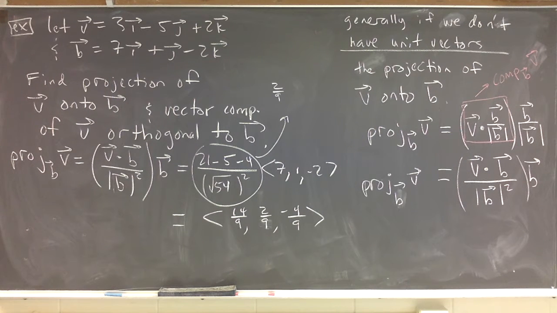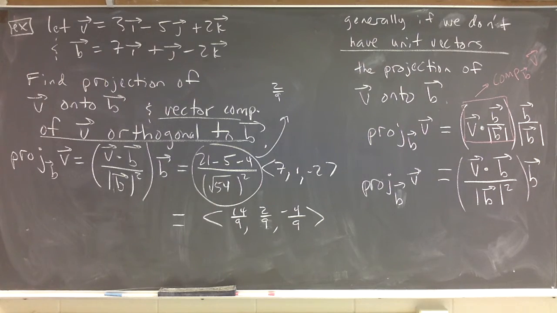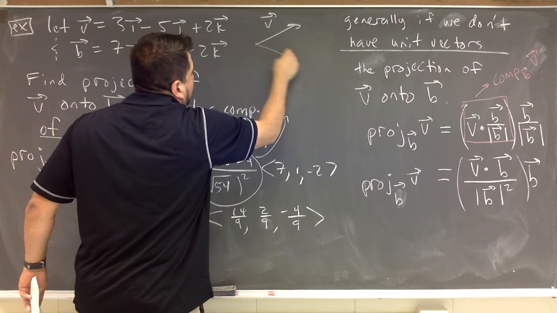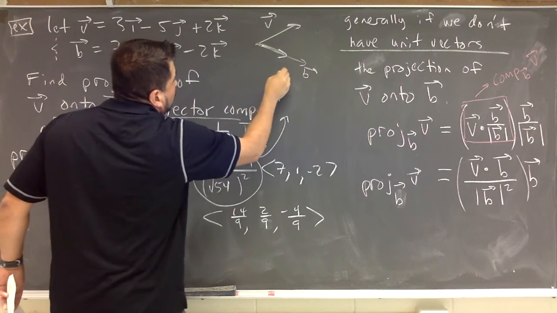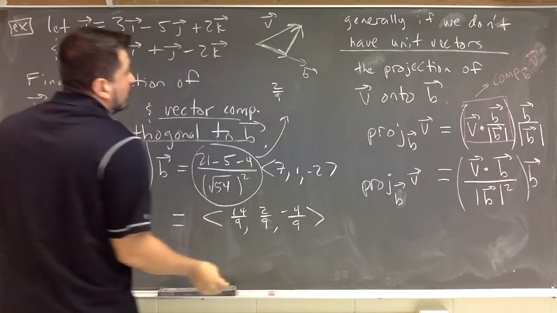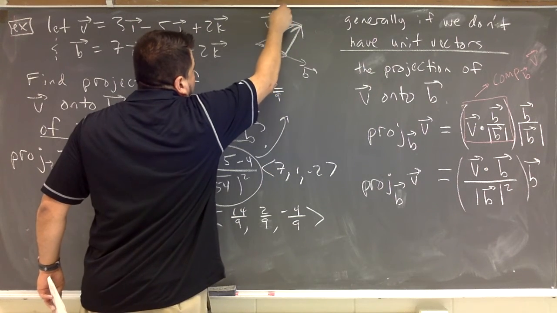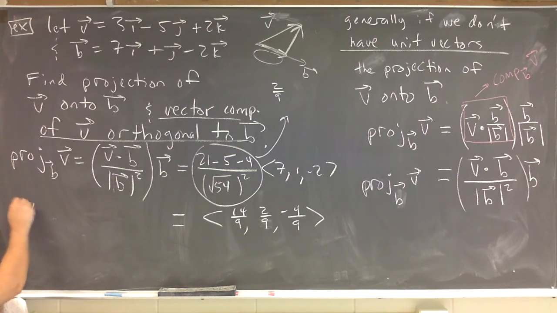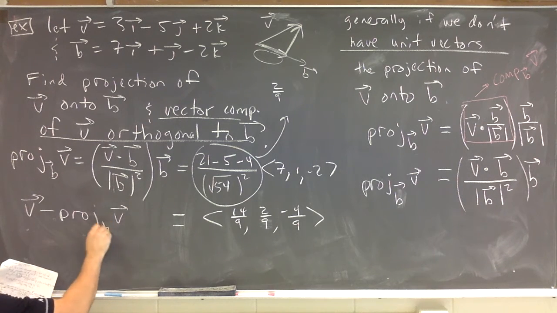And the second part, this part here, the vector component of V orthogonal to B, remember that that's just, so if this is V and this is B, we found this already. We found the projection, so that's this one. Now we're just finding this one here. Remember that the shortest way to do that is just take V minus this one, minus the projection, right? So that's just V minus the projection of V onto B.